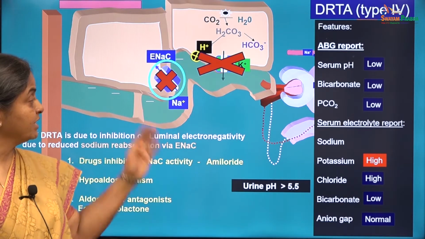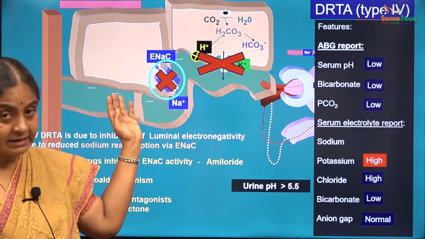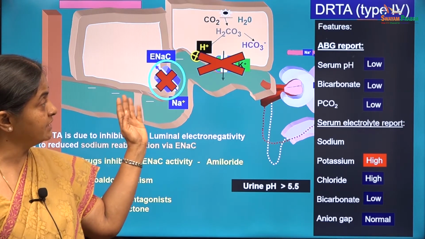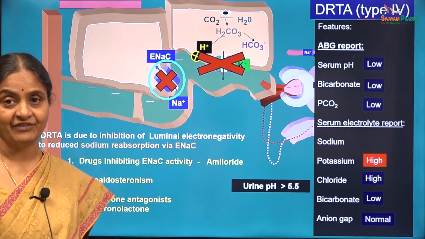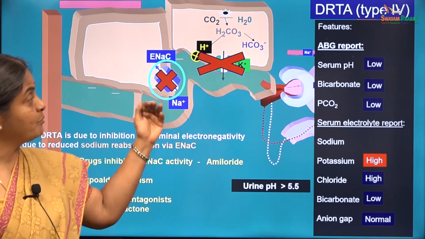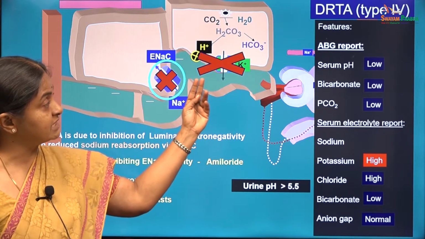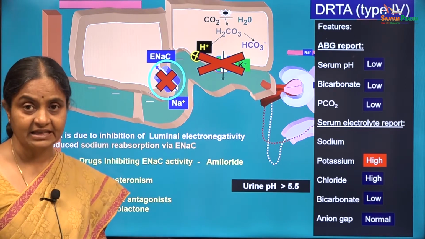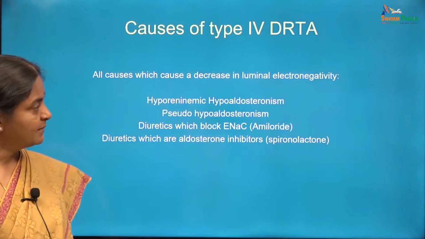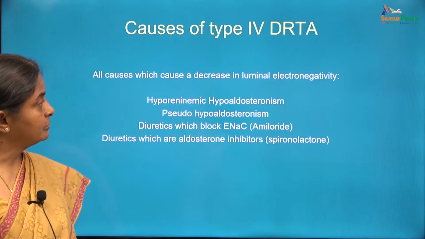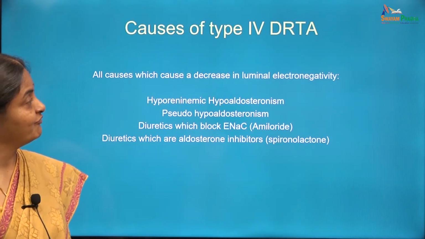When luminal electronegativity is low in type 4 distal RTA, both potassium and proton extrusion are affected, leading to metabolic acidosis coexisting with hyperkalemia, as is the case in every other type of acidosis. This is a summary of the causes of type 4 distal RTA.